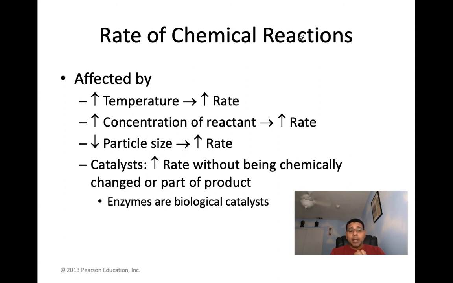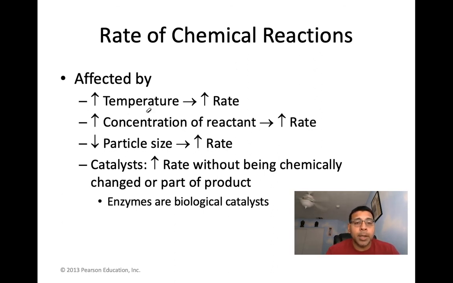And then last is a catalyst. Catalysts are substances that increase the rate of chemical reactions without themselves being chemically changed. So catalysts will enter the chemical reaction and they'll exit the chemical reaction without ever having been changed. All they'll do is speed up the chemical reaction and then they take off. Enzymes are biological catalysts, and we'll talk about them as we progress further throughout the semester. They're going to be very important for us.